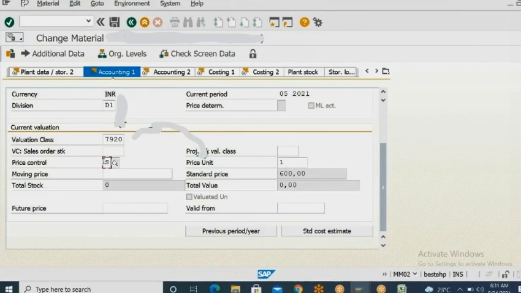Next we have valuation class. This field is one of the parameters to determine the GL account for the inventory accounting document.